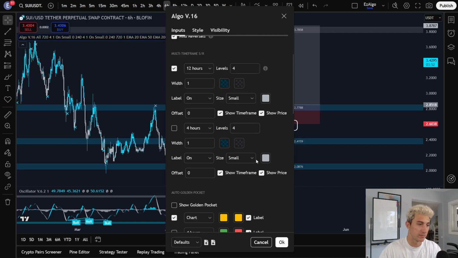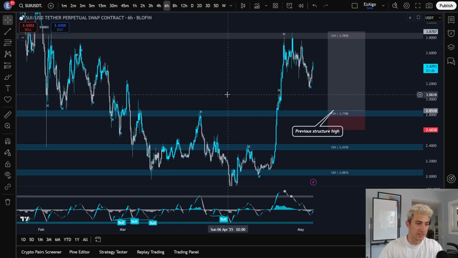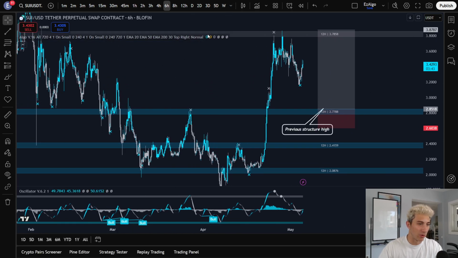I have pretty much everything turned off except for the multi-timeframe support and resistance zones. That's what we're going to be covering in today's video. Now, just for this example, I'm on SUI USDT. I have the 12-hour levels turned on.